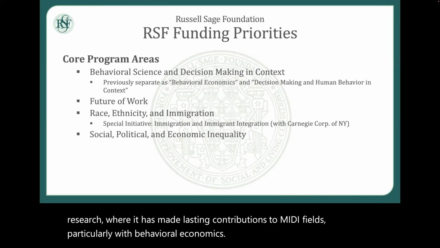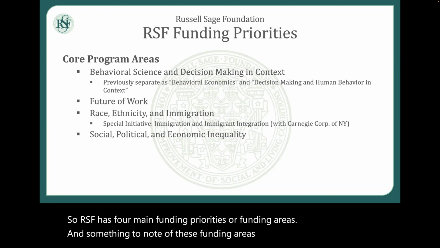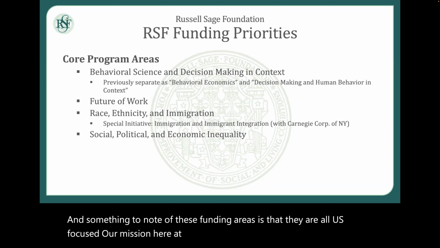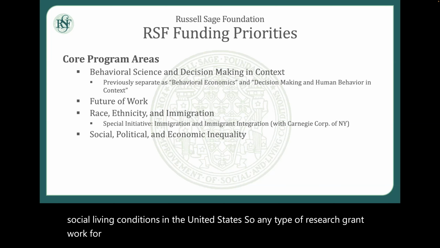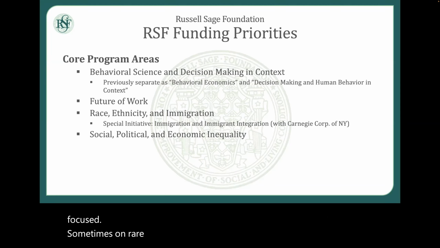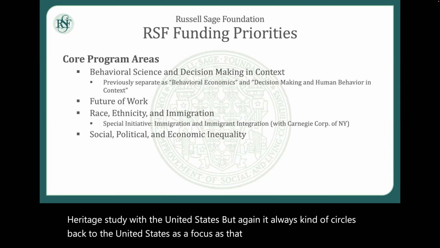So RSF has four main funding priorities or funding areas. Something to note of these funding areas is that they are all US focused. Our mission here at RSF is to improve the social and living conditions in the United States. So any type of research grant or application that we would receive would have to be US focused. Sometimes, on rare occasion, we do accept applications that have a comparative study with the United States, but again, it always circles back to the United States as our focus, as that is the founding principle and mission of this foundation.